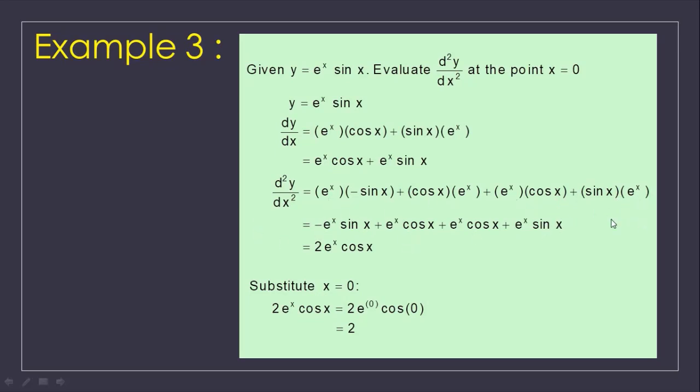Okay, simplify the equation and we get second derivative equal to e to the power x cos x. Since we want to evaluate second derivative at the point x equals 0, substitute 0 into the second derivative and we get equal to.